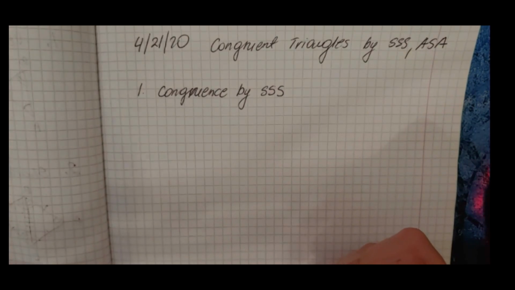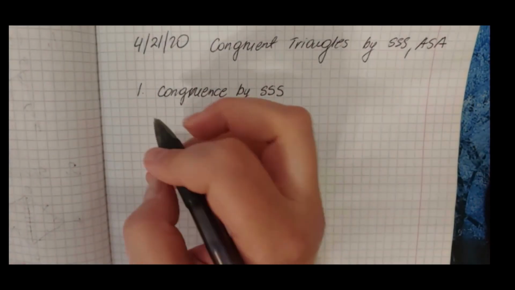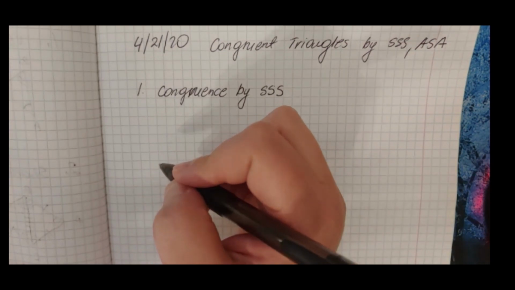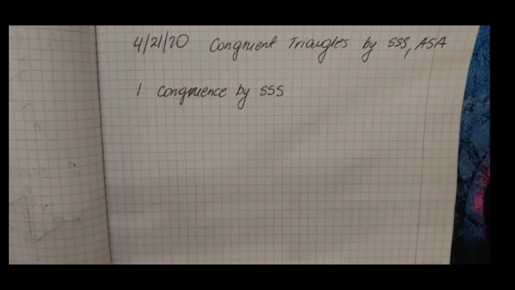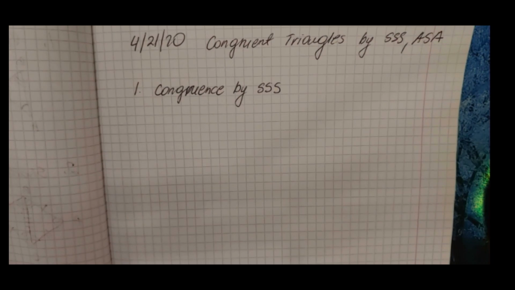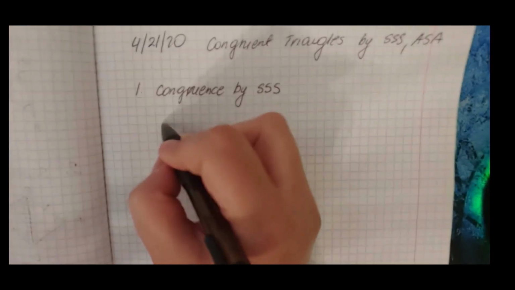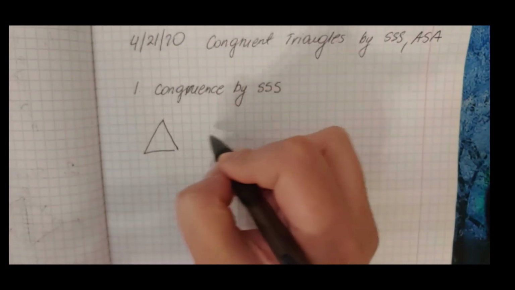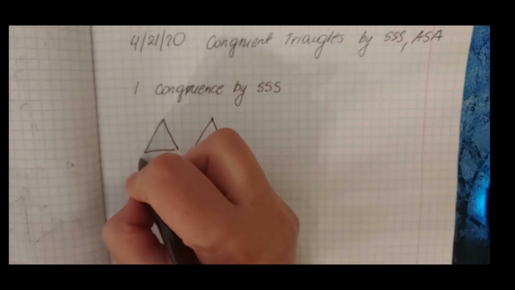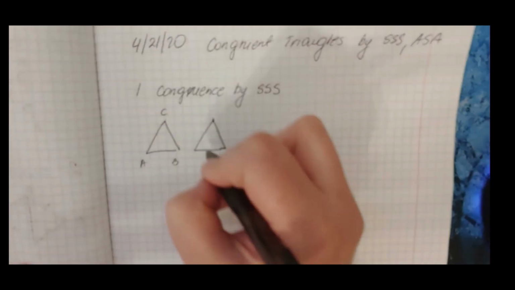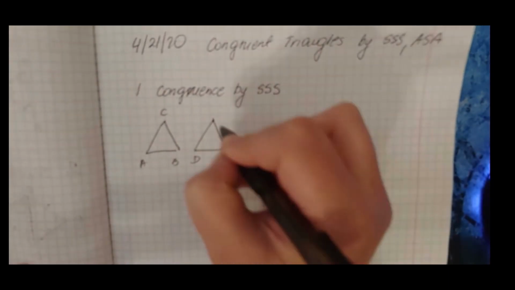Okay, so a very obvious one. I know the triangles are congruent if they have all the angles congruent and all the sides congruent. But I don't want to check every single angle and every single side all the time. So there are shortcuts. One of the shortcuts is congruent by side, side, side. So they're going to give me two triangles, and let's say we're going to call them A, B, C, D, E, F.